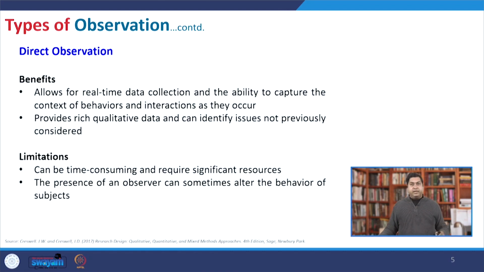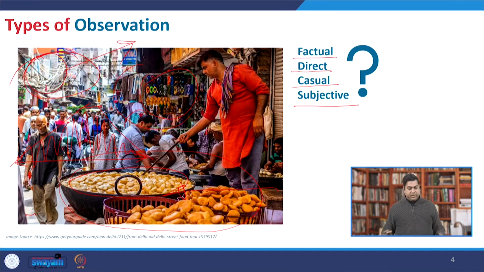Now, if we classify the observation, it can be classified in many ways. The most common way of classification is what we are going to discuss today. One is direct observation. In direct observation, the benefit is that it allows for real time data collection and the ability to capture the context of behavior and interaction as they occur. So it is something where the observer is present on site and it is happening in real time, that is direct observation. Compared to that, we can also have an indirect observation, that is what is happening with this.